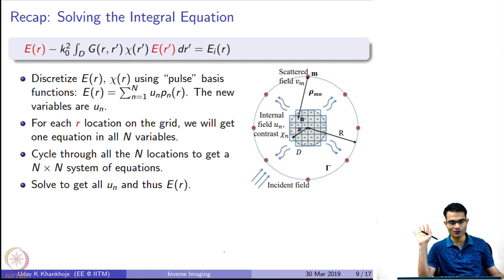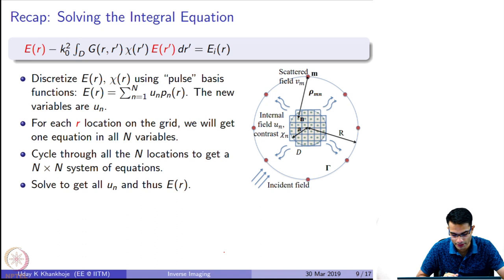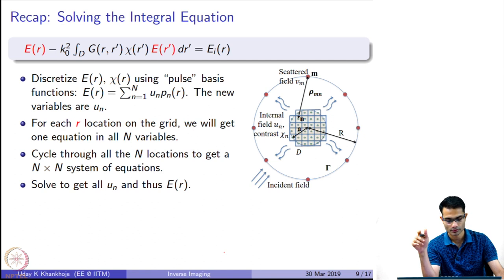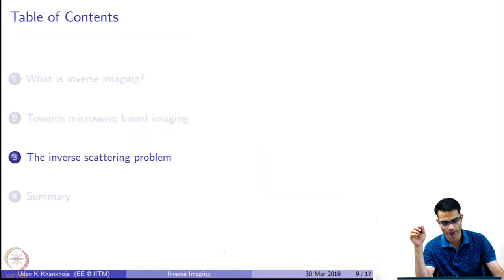So I get it in closed form, right? That is how I get my n by n system of equations, right? So for solving the forward problem, no problem. Okay, that is how I got my ER, right? So this is the strategy that we used for the forward problem. Now the reason I am spending so much time on recapping the forward problem is because the inverse problem is very similar in structure. Okay, so let's look at what happens.